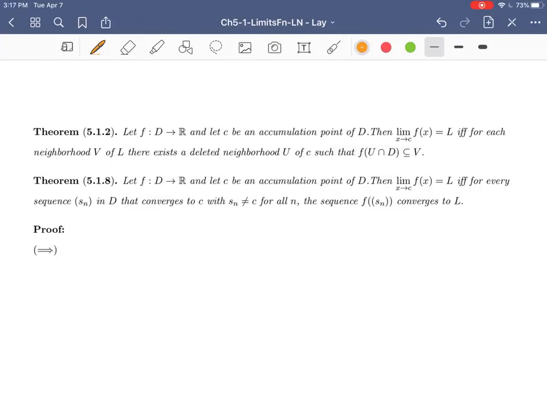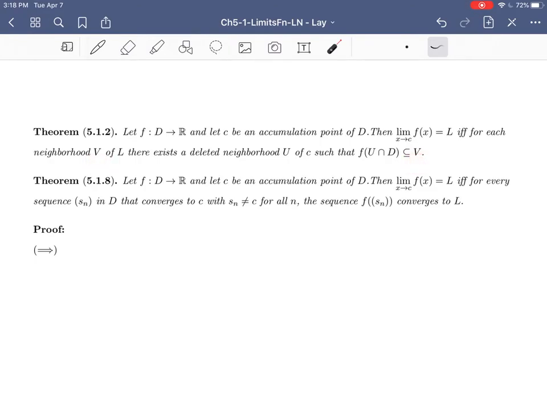Let's take a look at a couple more theorems associated with limits. So our first theorem is this: let f be a function that goes from domain D and has codomain of the real numbers. Let C be an accumulation point of D. Then the limit of f at C is equal to L if and only if for each neighborhood V of L, there exists a deleted neighborhood U of C such that the function evaluated at those points in there are going to be a subset of the neighborhood V.